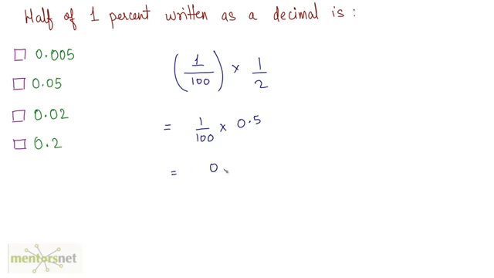So this is equal to 0.5 by 100, and we will have to shift the decimal 2 places to the left. So 1 and 2. So this will give us 0.005. So the correct answer is option A.